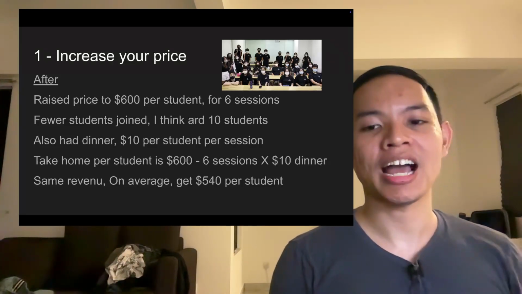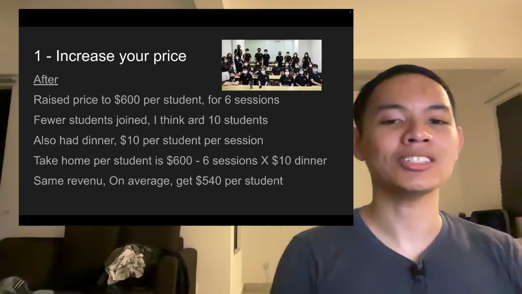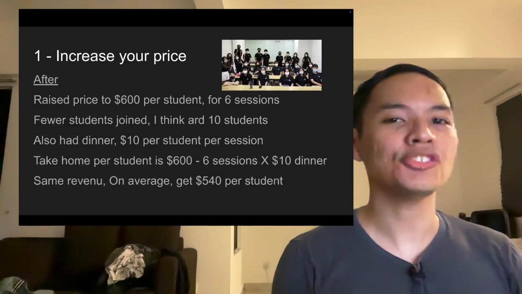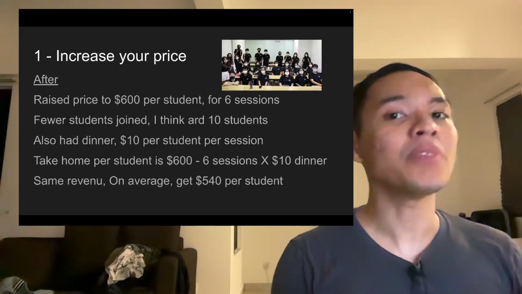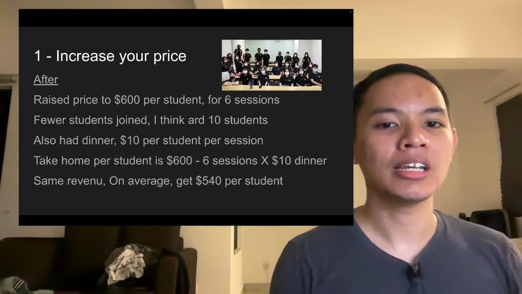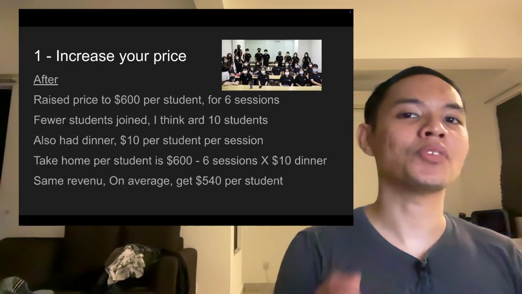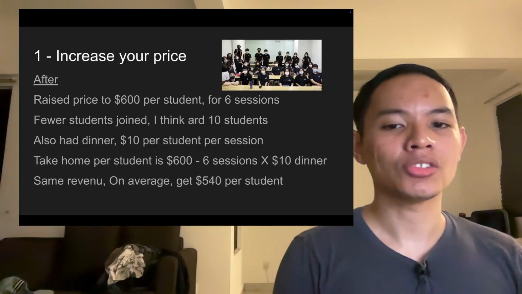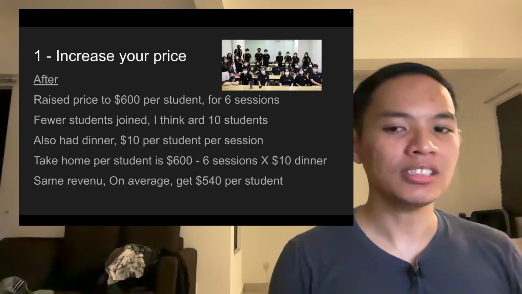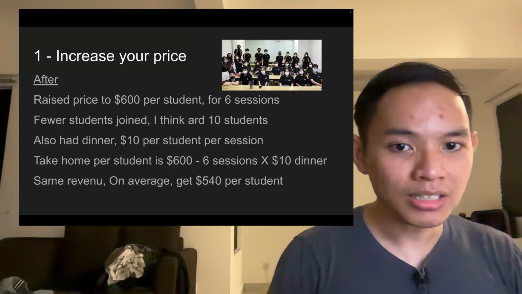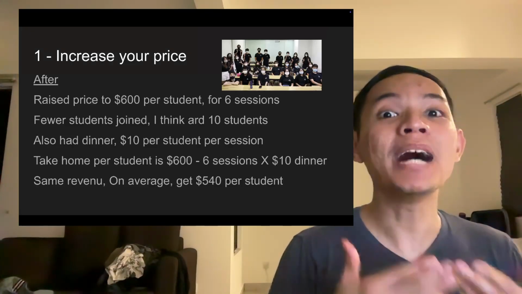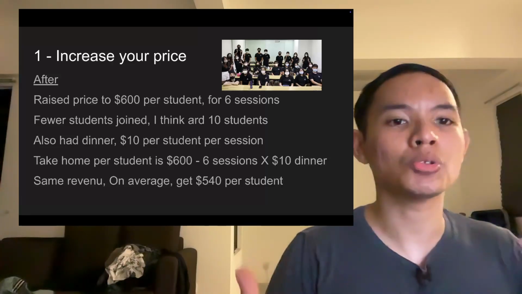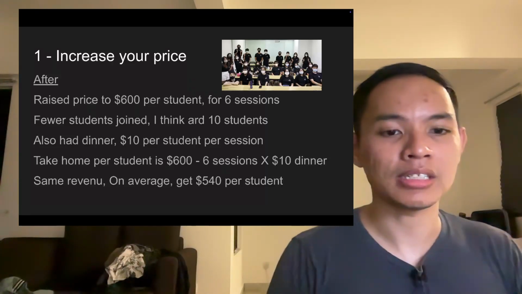On average, I got a profit of around $540 per student, and around 10 students joined. That is the same revenue I get from these students, because I also provide $10 dinner and I charge every student $600. So 600 minus 6 sessions times $10 of dinner, that's $540 per student. And that is without ads or marketing, just through the current pool of students.